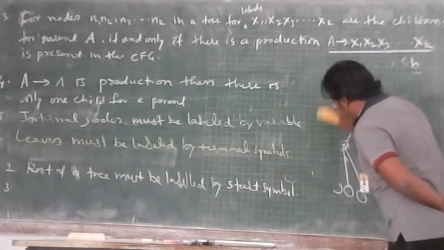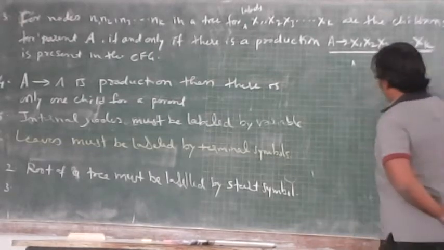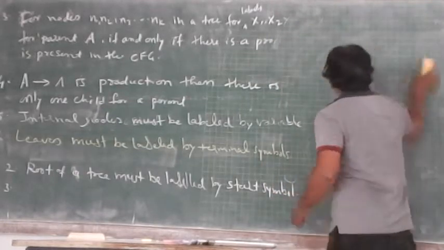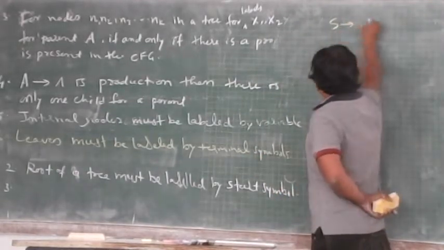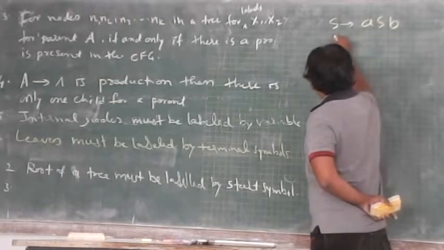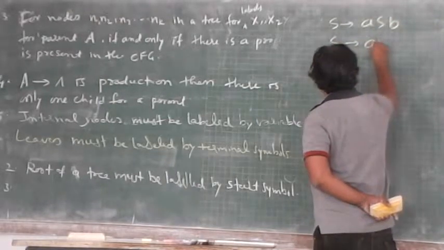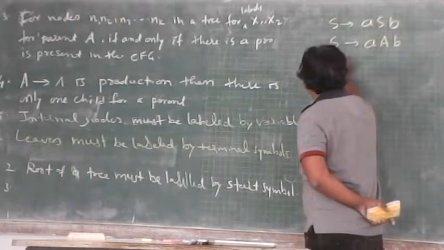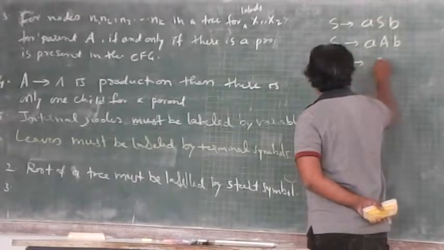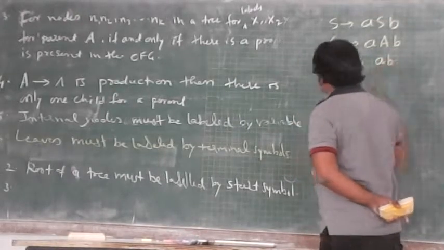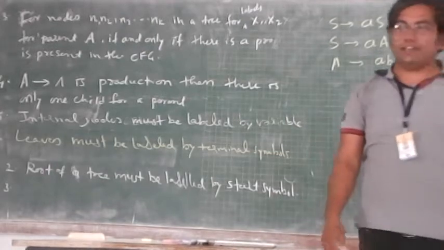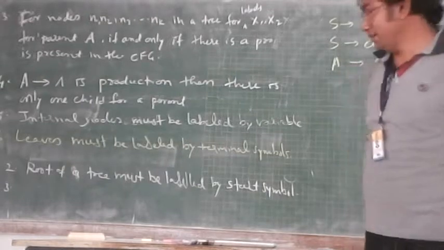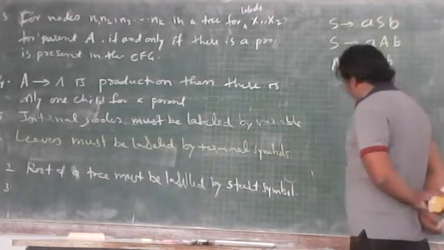I will take an example. I will give you the grammar. S implies ASB, S implies AAB, and A implies AB. Is this a context free grammar? Yes.